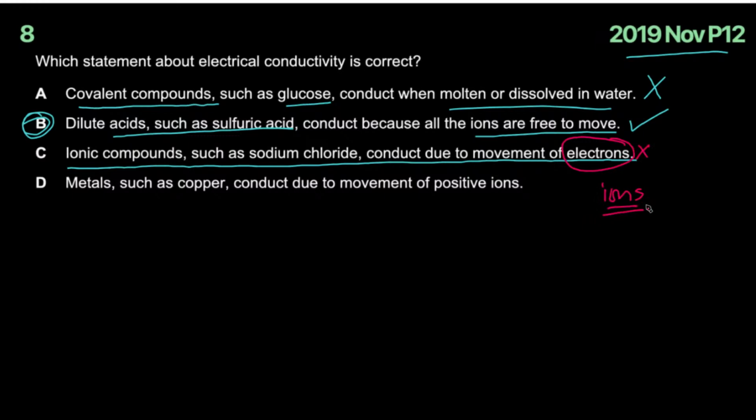No, Minhajuddin, ions move in both aqueous and molten states, not only molten. Ionic compounds can be molten or aqueous, but it's not the movement of electrons, it's the movement of ions. And metals conduct by the movement of electrons. That's the mistake in D, and that's the mistake in C. All right, so I'm also highlighting the mistakes here.